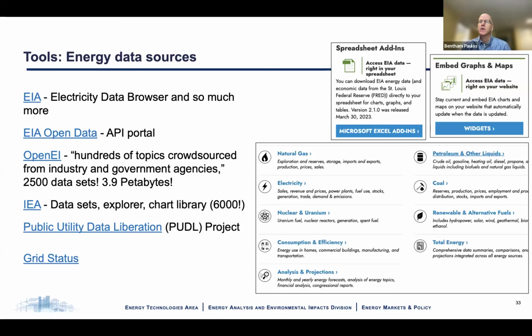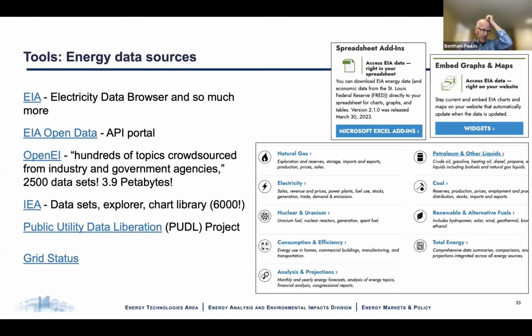EIA also offers Excel add-ins. You can put this add-in directly in your Excel software, and it creates direct access to EIA data and the Federal Reserve data. So you don't even have to go out to a different website and download things. It just sucks it right into your Excel, which is very cool. And EIA has also been increasing the number of widgets that you can create on their site and then embed into your own site, on any number of their energy data points.